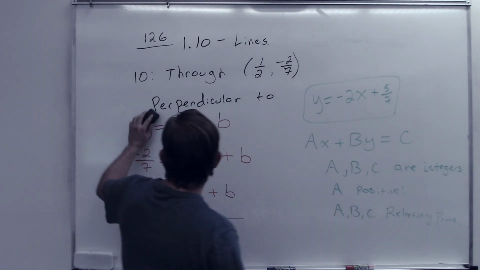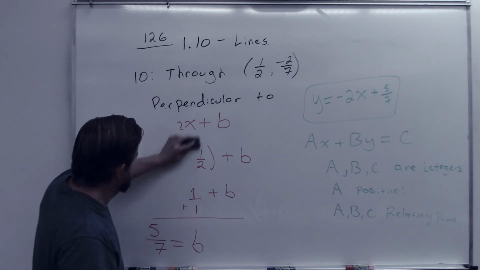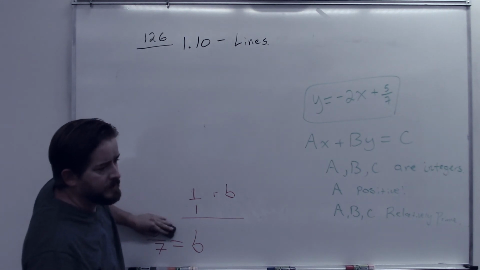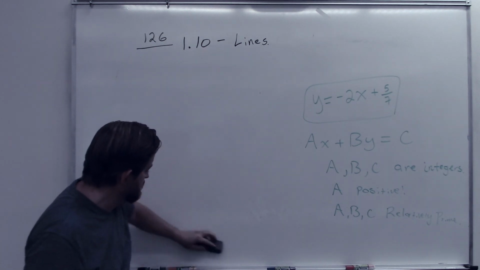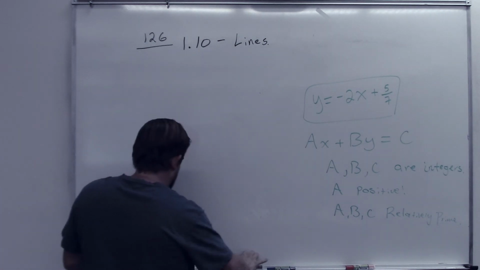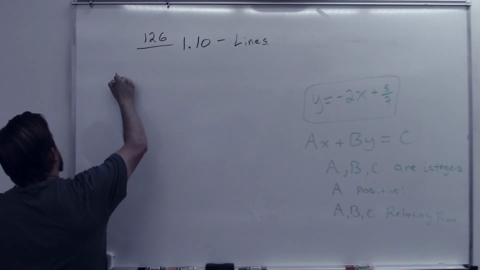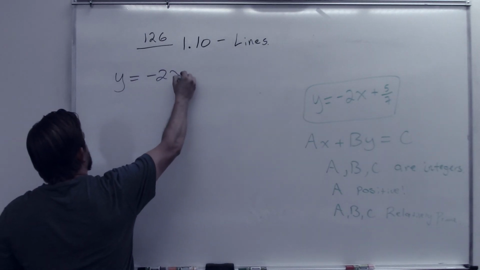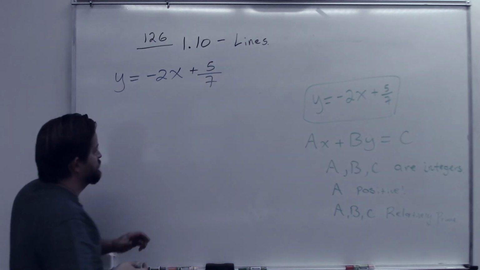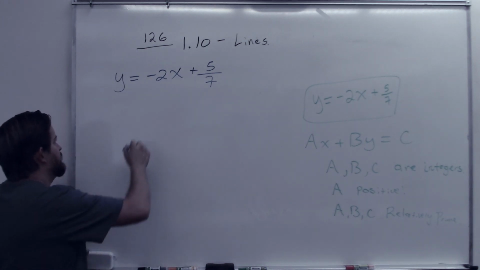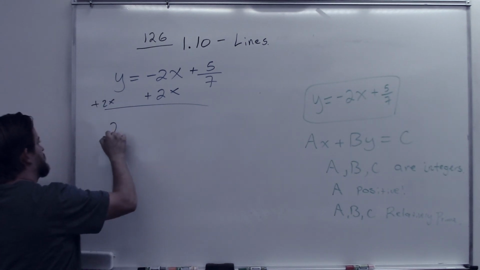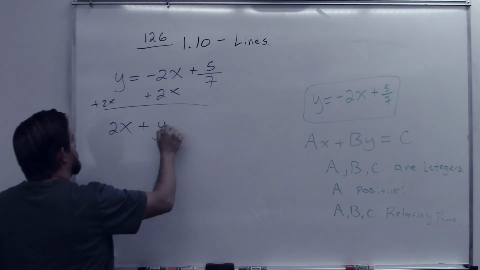So let's turn this into standard form. And that'll be the last part of problem 10. All right. So I've got this y equals negative 2x plus 5/7. So the first thing I want is this x term to the left, so I'm going to add 2x to both sides. So that is then 2x plus y equals 5/7.